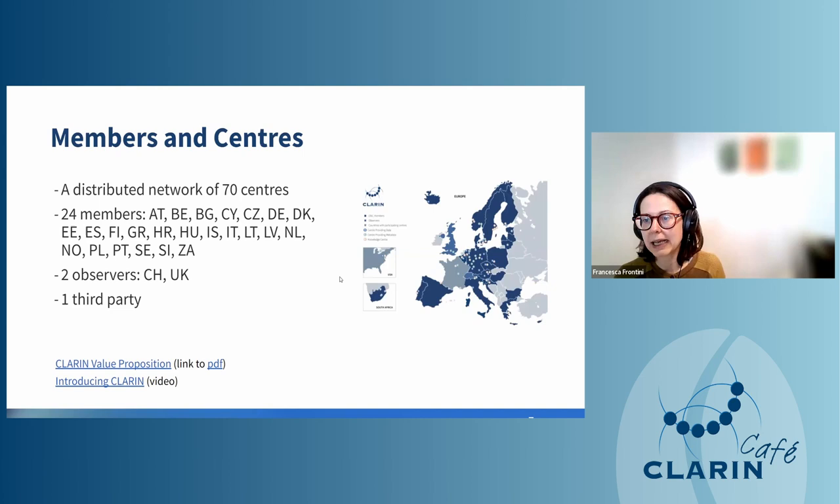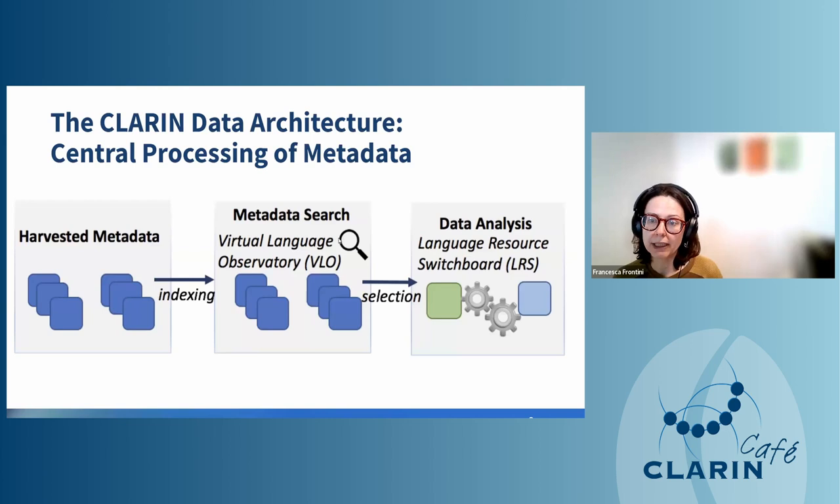Generally speaking, CLARIN is defined as a distributed research infrastructure. We are 24 full members and two observers, and CLARIN's resources are generally hosted at 70 centers in our member states. And in order to make the data and knowledge available from all of these distributed centers findable from a single access point, CLARIN has developed a technical infrastructure that is built on harvesting of metadata that are then made available via a single access point, which is the CLARIN Virtual Language Observatory, from where you can search for language resources such as corpora, tools, and others.